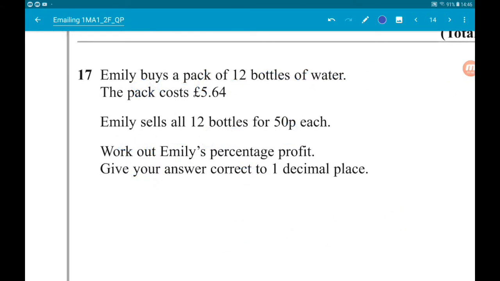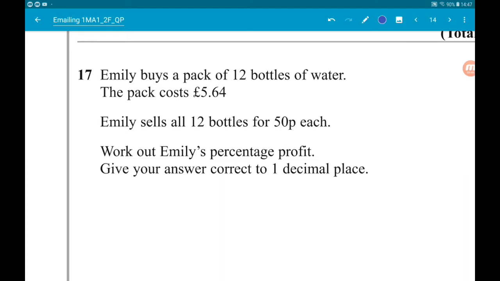Okay, number 17. Ellie buys a pack of 12 bottles of water. The pack costs £5.64. Ellie sells all 12 bottles for 50p each. We want to work out her percentage profit to 1 decimal place. Okay, so to do that, we need to work out the profit she makes, and then we think of that as a fraction of the original cost, and then we multiply that by 100 to turn it into a percentage.